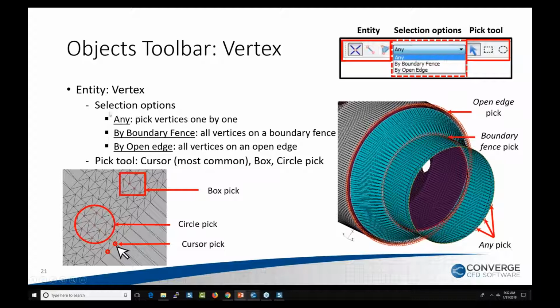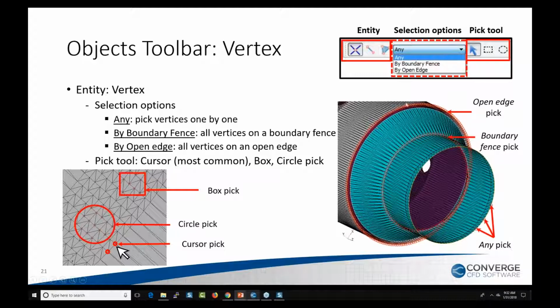The first one could be any, in which you can pick vertices one by one. Like in this case, you are trying to pick using any pick. I can pick as many vertices as I would like. Again, not very easy, but sometimes it's easy if you want to just pick a few vertices. If you want to pick a bunch of vertices which lie along a boundary fence, you can choose the option boundary fence, and it will pick all vertices on the boundary fence.